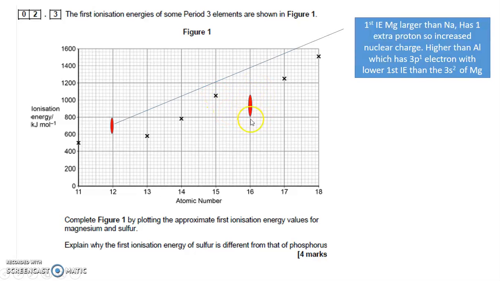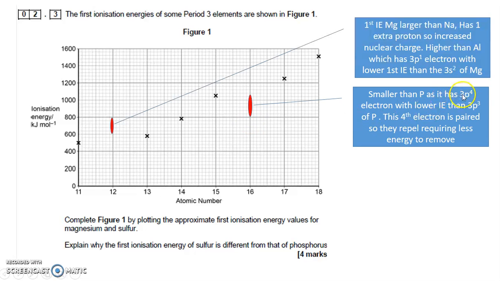In sulfur, you've got 3p4, so you've got 3 single p electrons, and the 4th electron pairs up with one of those 3p electrons. So you've got a pair of electrons and they start to repel. That 4th electron has to pair up with one of the other 3 single 3p electrons, and that pair repels, and that's why it's easier to remove the 4th p electron from sulfur than it is from phosphorus that's got 3 unpaired p electrons.